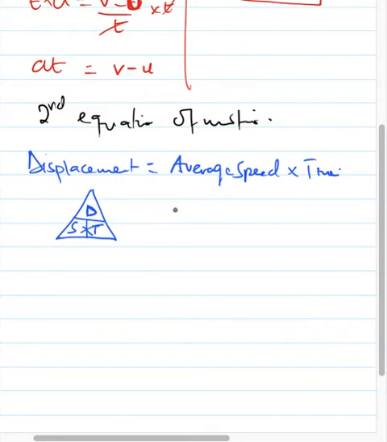Since we have two velocities, and since we are using displacement, it's better we use all vector quantities. So we use average velocity here. The average velocity is v plus u, and since there are two velocities we divide by 2. So this here is the average velocity.